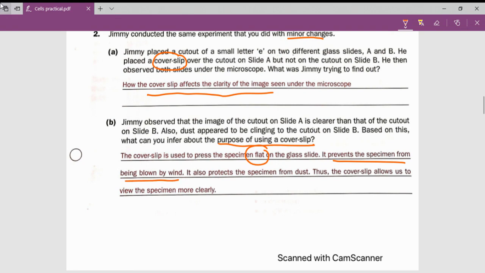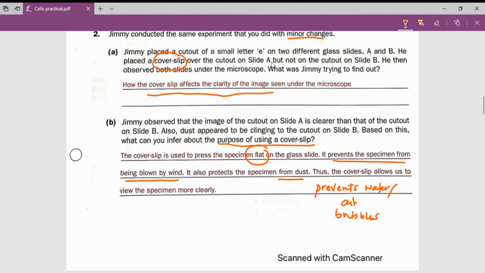Okay, and it also protects the specimen from dust. Even the water particles, sometimes we add iodine or water to give the clarity, right? So we don't want any water bubbles there. So when we place it down, we are pushing the air bubbles out. It prevents air bubbles as well. So cover slips are important when we want to view a specimen via the microscope. Okay, that's for experiment 6.1, basically the usage of a general microscope.